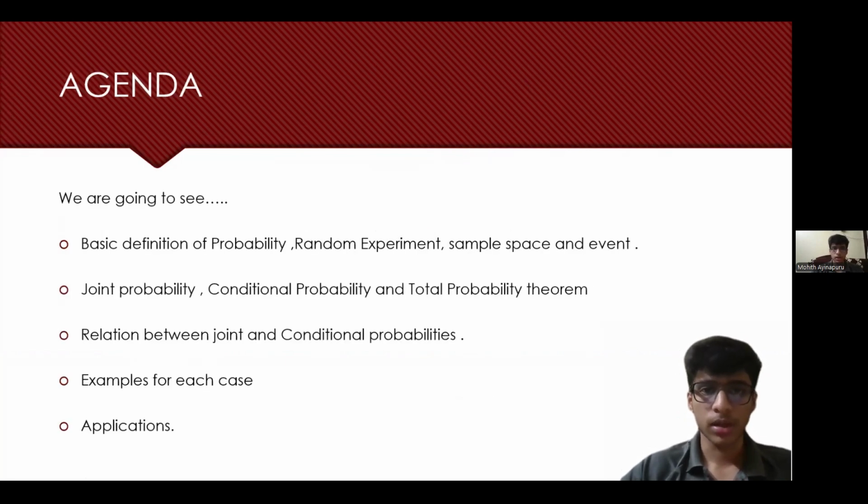Before going to the actual topic, we are going to see what we are going to cover in this seminar. We are going to see the basic definition of probability, what is probability, and the general formula of probability, what is a random experiment, the sample space, and about event. We're going to see joint probability, conditional probability, and total probability with definitions and their formulas. And we're going to relate the joint and conditional probabilities, and we will see examples for each case, the joint, conditional, and total probabilities, and we are going to see the real life applications of these three probabilities.